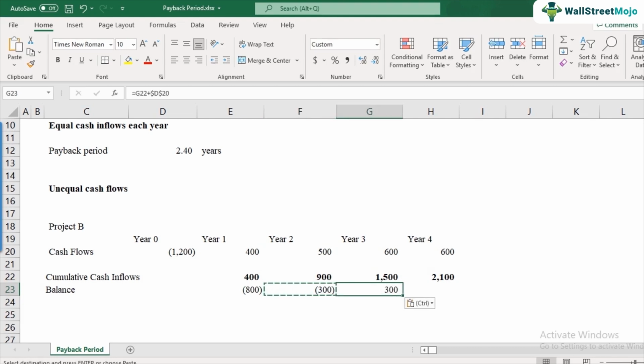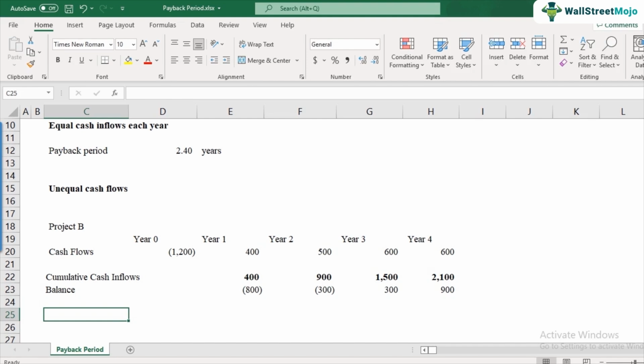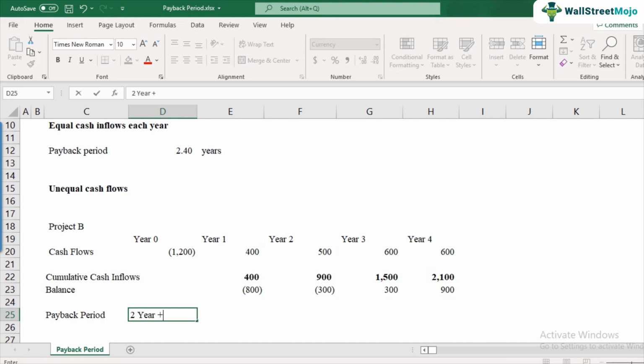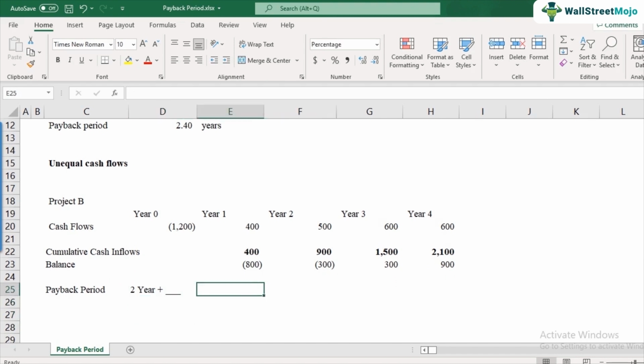What about at the end of year 3? We have recovered not only the $300, but we have now additional cash inflows of $300 at the end of year 3. And at year 4, we have positive cash inflows cumulatively of $900. Okay, so obviously the point is between year 2 and year 3, and the balance will be useful for calculating the payback period now. So the payback period here will be 2 years plus something. And what that plus something is, is the calculation that we are going to do now.